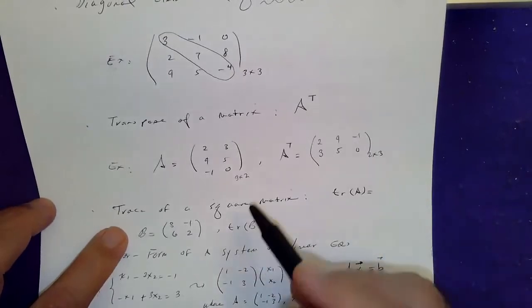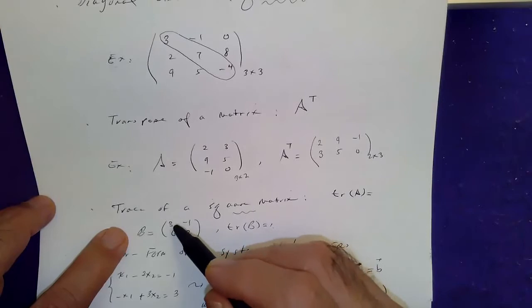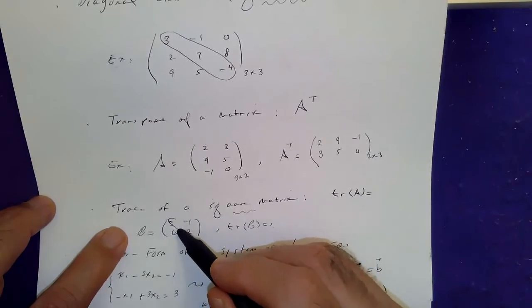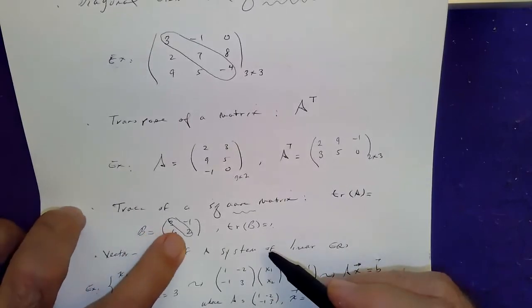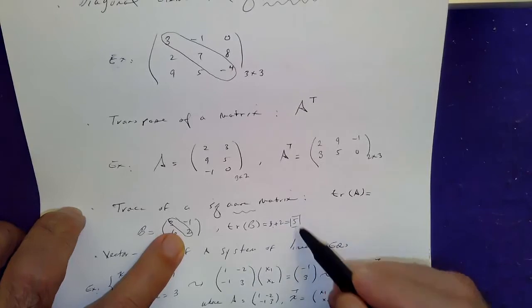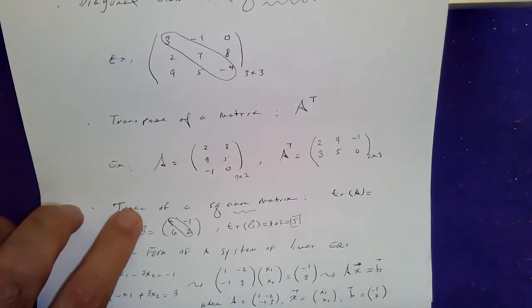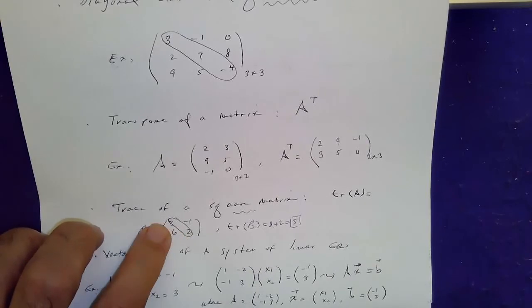The trace of a square matrix, remember you have to have a square matrix, is basically the sum of the diagonal elements of a square matrix. So in this case, the diagonals are 3 and 2, so the answer is 3 plus 2, which is a number, not a matrix. So the trace is the sum of diagonal elements.